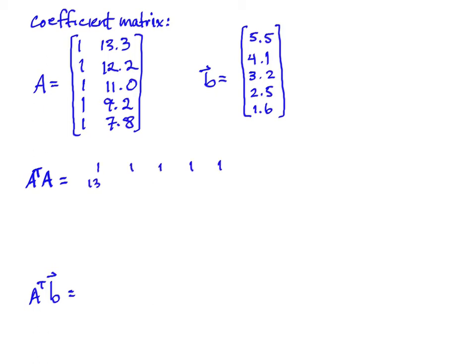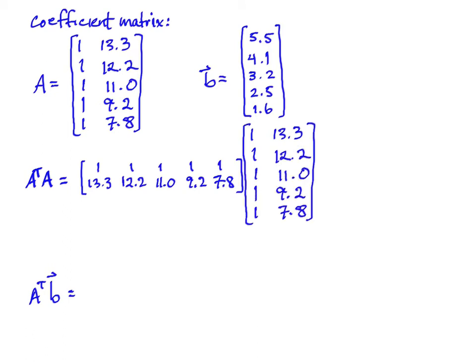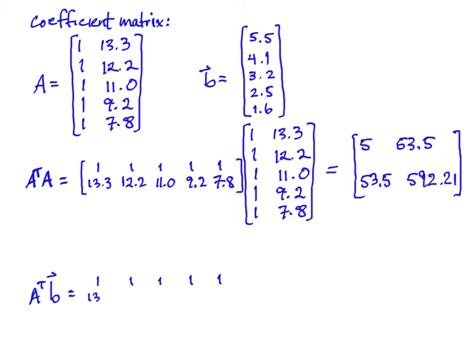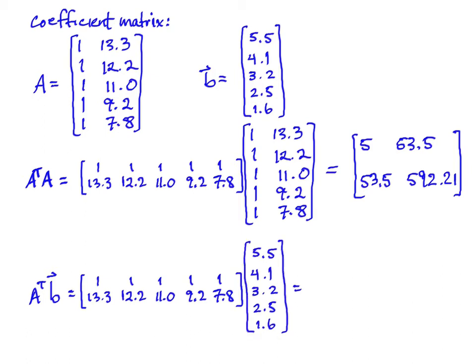So here's A transpose, and here's A. And now, when I multiplied these together, I got this, 2 by 2. And then for A transpose B, here's my A transpose again, and here's B. And when I did this multiplication, I got this, a 2 by 1. All right. So now we're going to solve the system A transpose A times X is equal to A transpose B. That will give us our linear approximation.